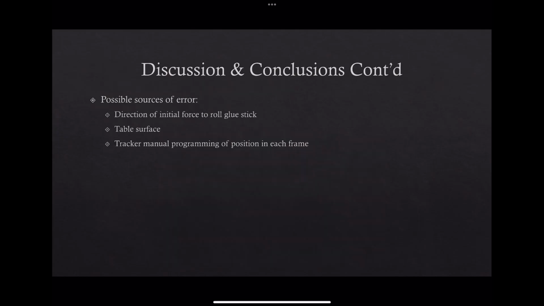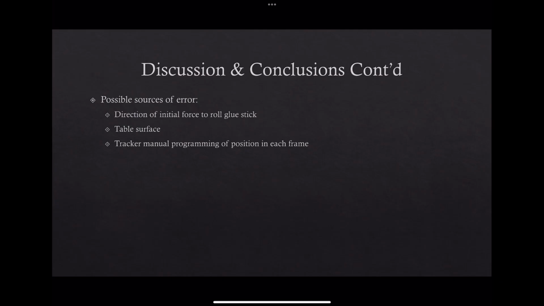There are also other possible sources of error that may have contributed to the differences we see, such as the initial force applied to the glue stick and the direction that the glue stick rolled. Since Tracker analyzed the video, if the glue stick weren't completely aligned with the video frame, it may have misinterpreted the position. Also, discrepancies in the surface that it was rolling on may have also affected the results, and also the position of the glue stick was manually entered for each frame in Tracker, so user error could have been another potential source of error.